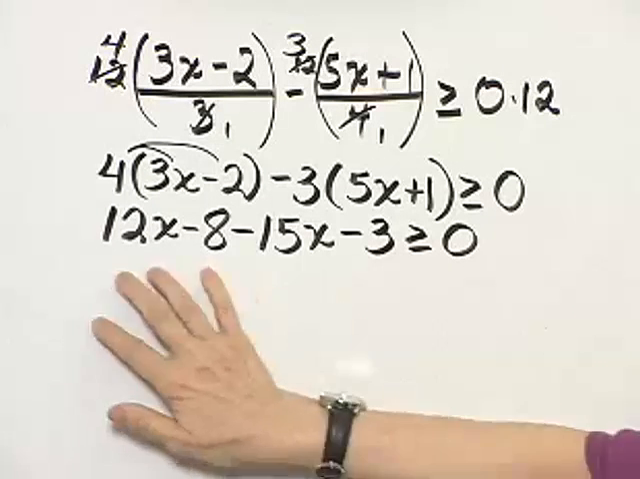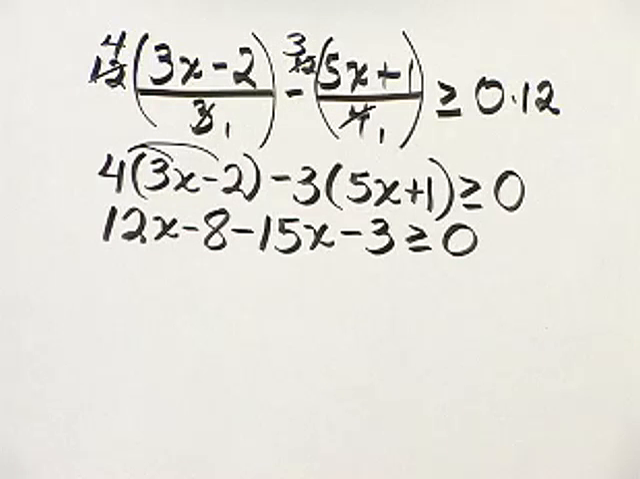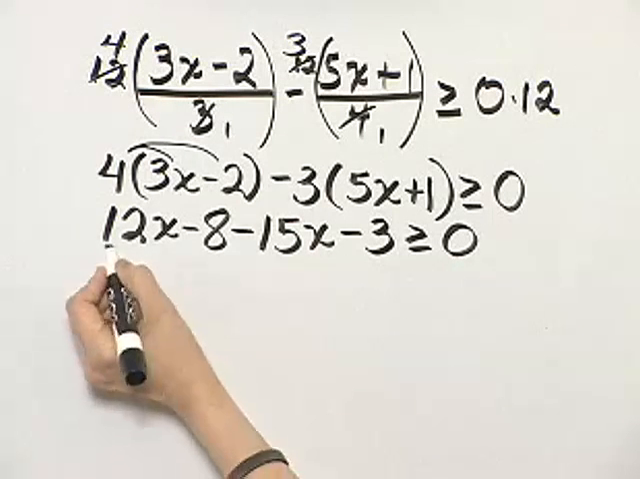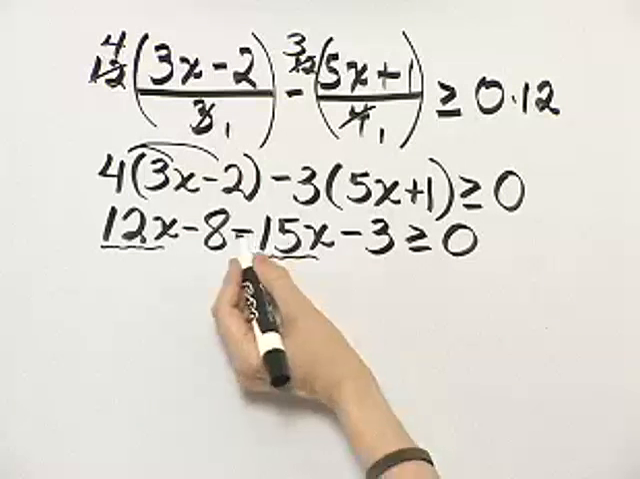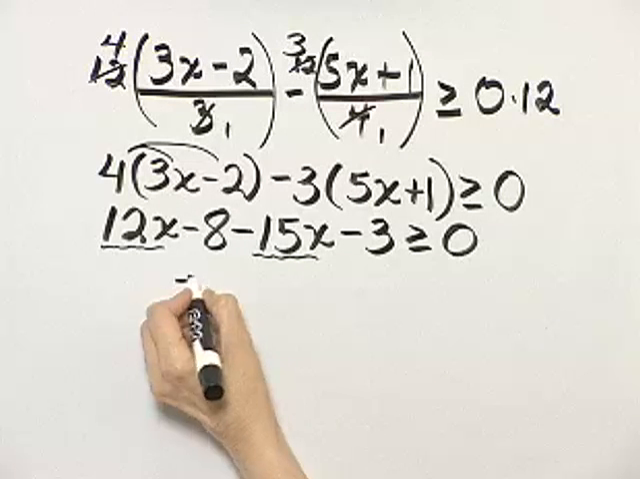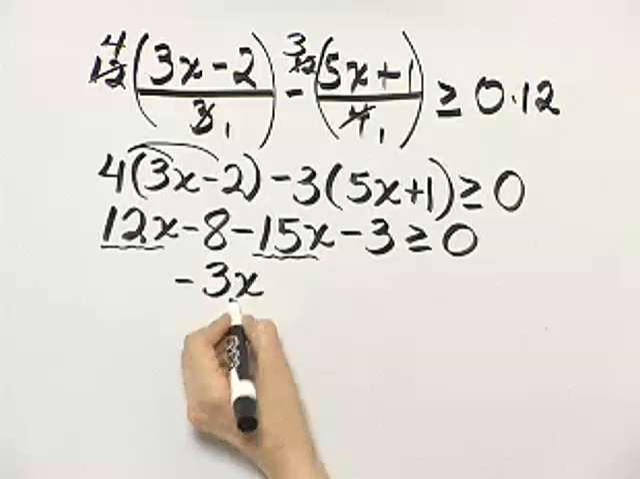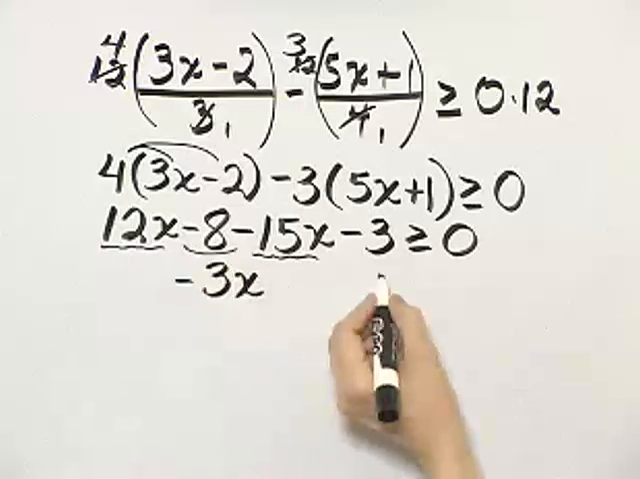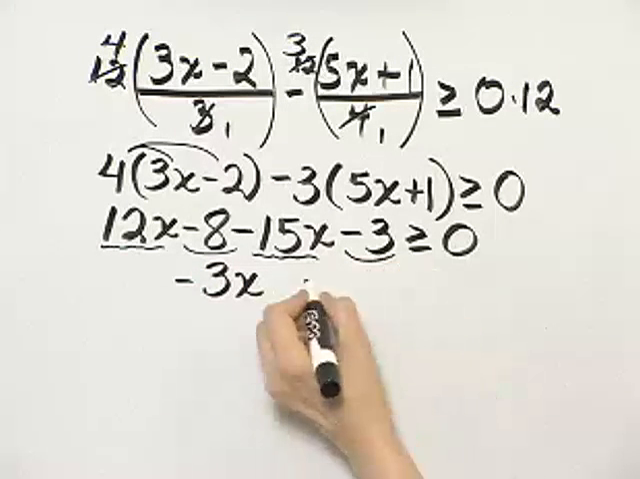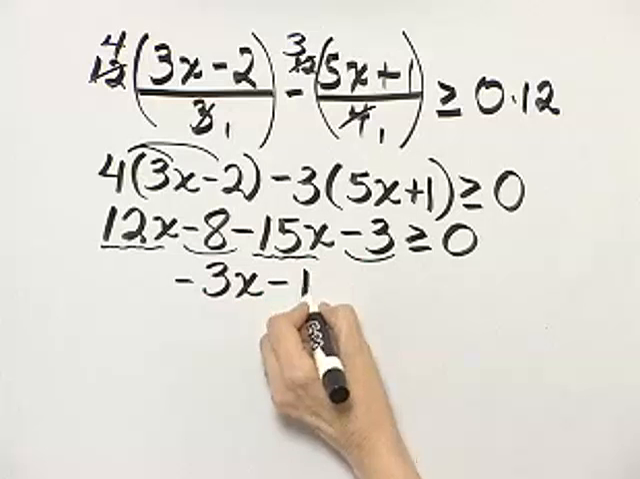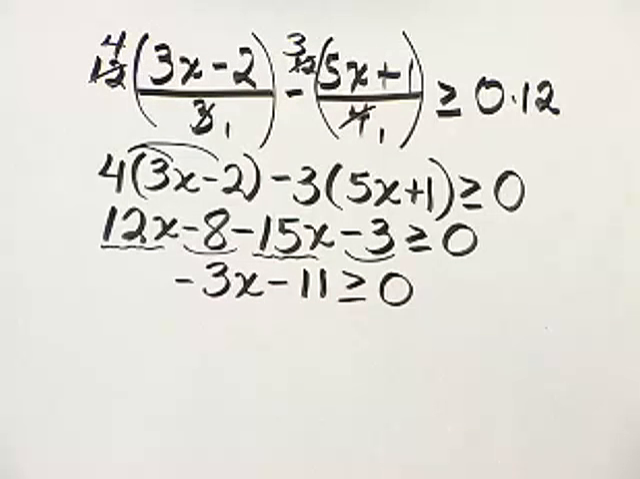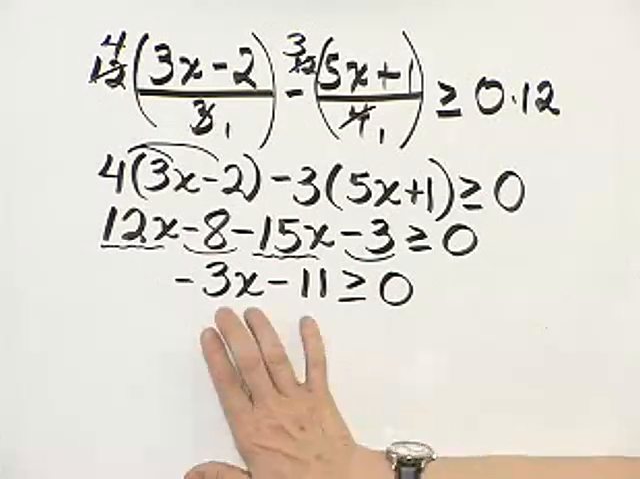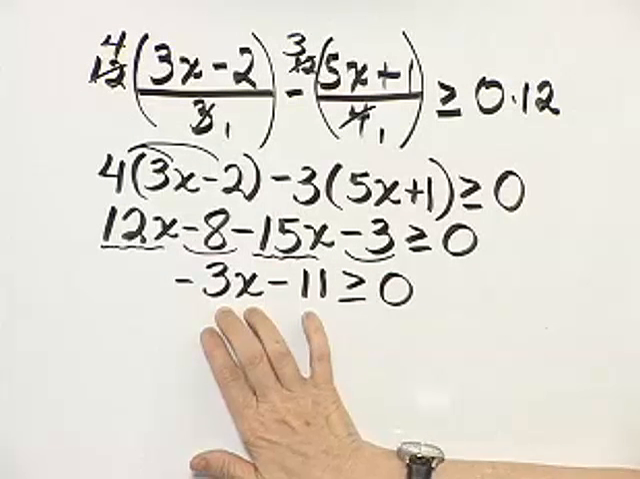Then do we have any like terms on either side of the inequality that can be combined? The answer is yes. These two terms are like terms. 12x minus 15x, that's negative 3x. And then here is negative 8 minus 3, that's negative 11. I'll write minus 11, and greater than or equal to 0. No more like terms. These are unlike terms, cannot be combined.